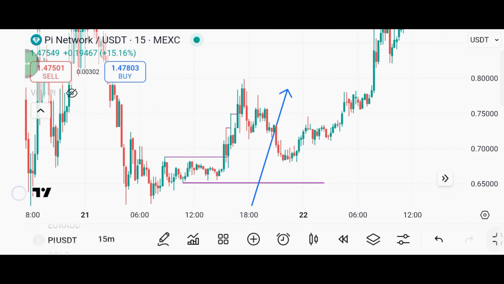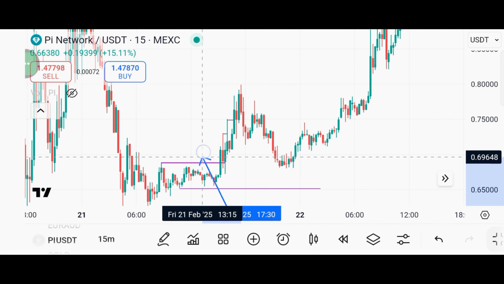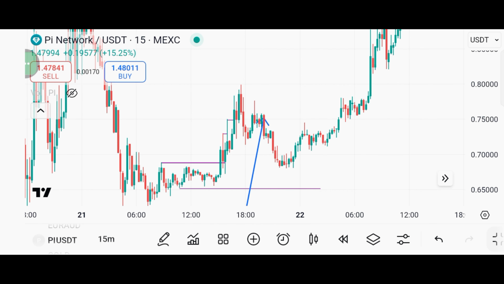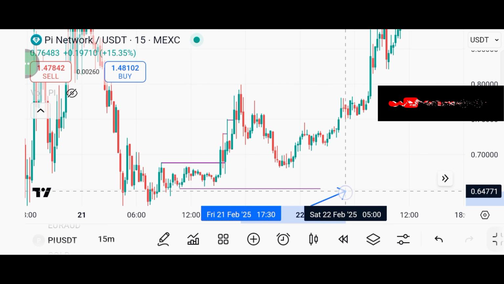Actually, I've not gone to the 1 hour yet. Seeing this impulsive move and series of breaks of structure on the 5 minutes was already all I needed to go into this trade. And I know that we had another block here, and anything below this other block was coming for this liquidity.